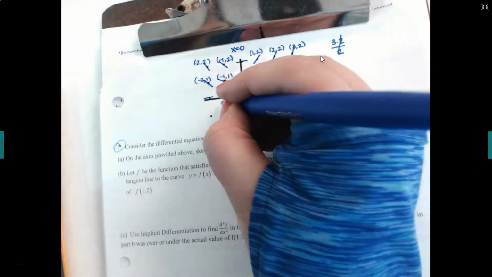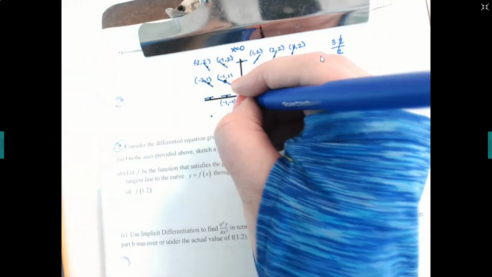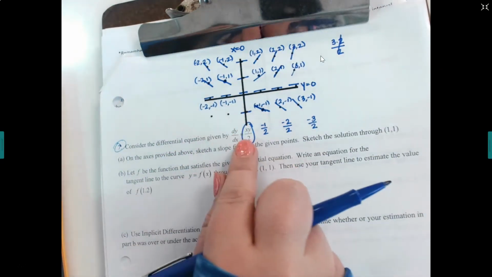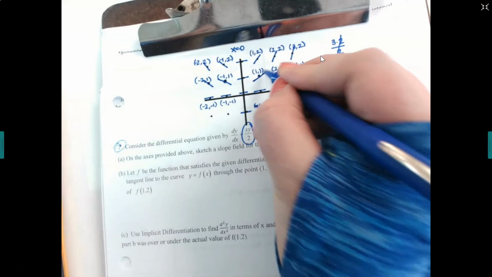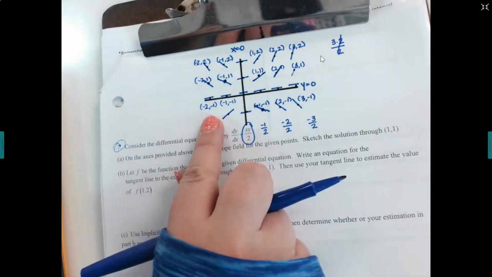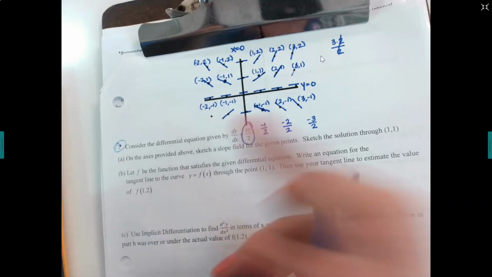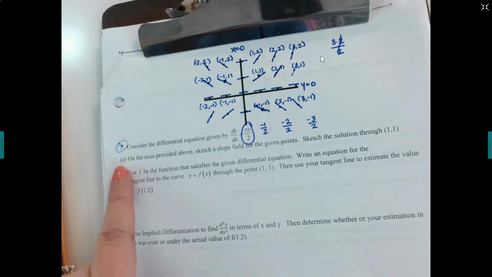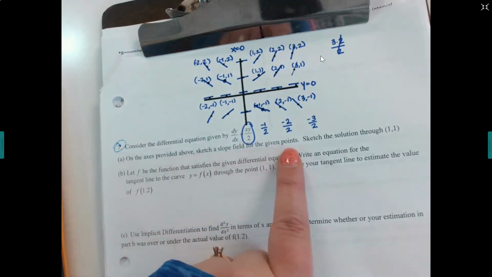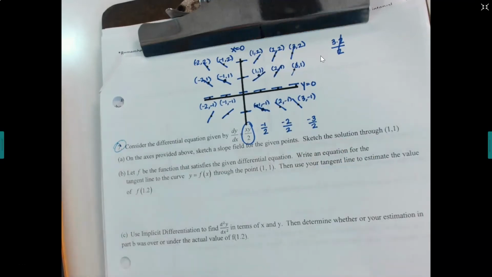And then here I have (-1, -1) and (-2, -1). So think about multiplying -1 and -1, I get 1, cut it in half, that should match this slope of a half here. And then (-2, -1), product is 2, divided by 2 is +1. All right, so part A says, on the axis provided, sketch a slope field for the given points. Done. Sketch the solution through (1, 1).